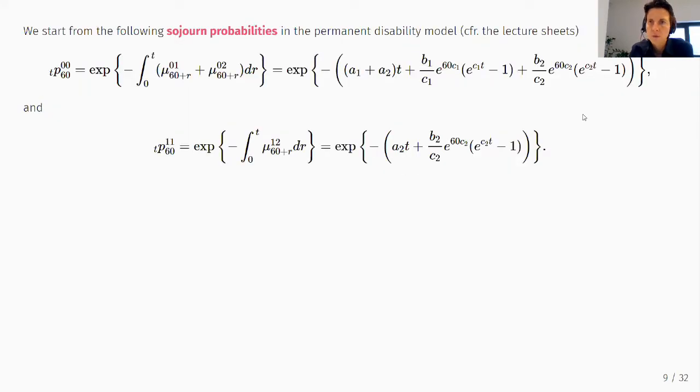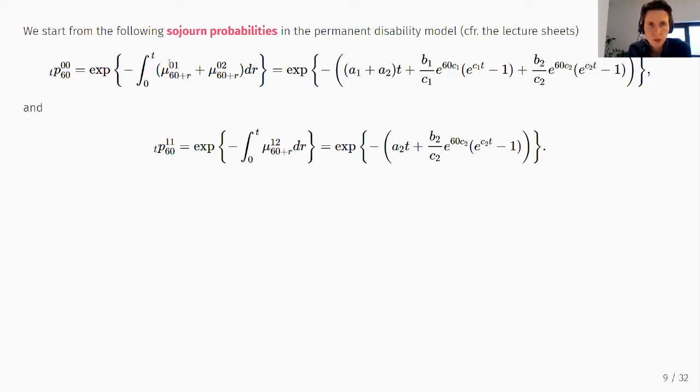Here we go. First of all, if we look at this permanent disability model, then we can look at the sojourn probabilities, the probability to stay in state 0, the healthy state, during a period of t years. We remember from the course that that's the exponential function of minus the integrated total force of decrement that is applicable to somebody in the healthy state. That's the sum of the force of transition, or the transition intensity, to go from 0 to 1 and to go from 0 to 2.